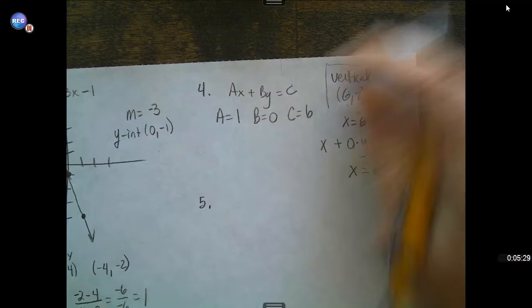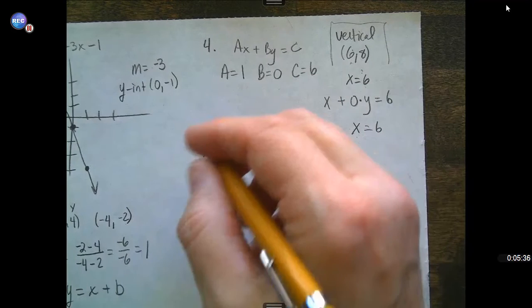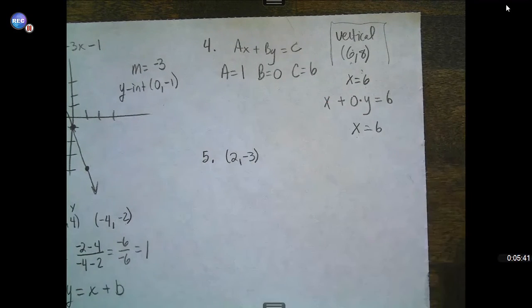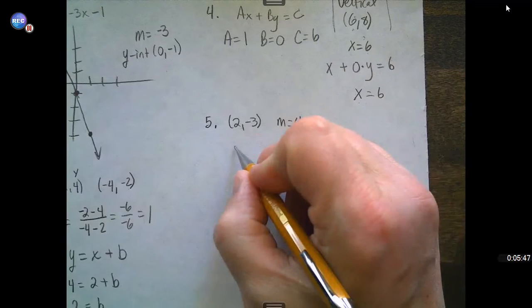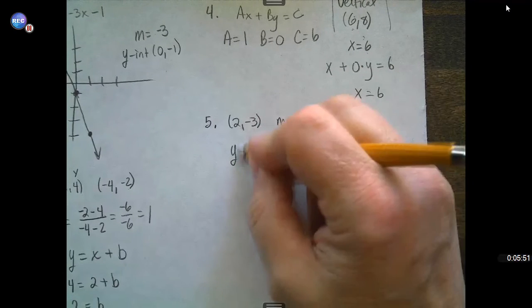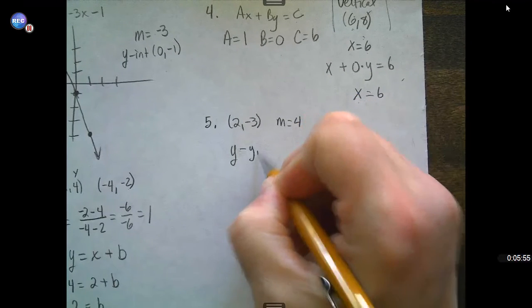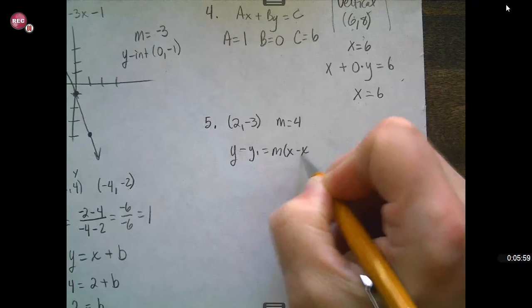So number 5, what is an equation in point slope form of the line that passes through the point 2, negative 3 and has a slope of 4? And they want us to put that into point slope form. So point slope form is y minus y1 equals m times x minus x1.